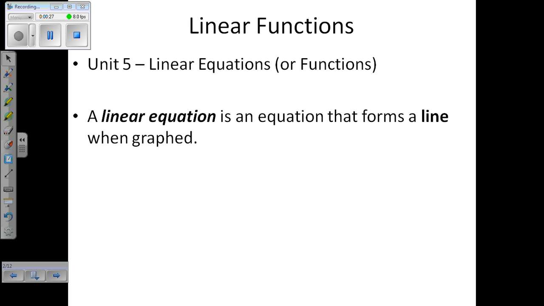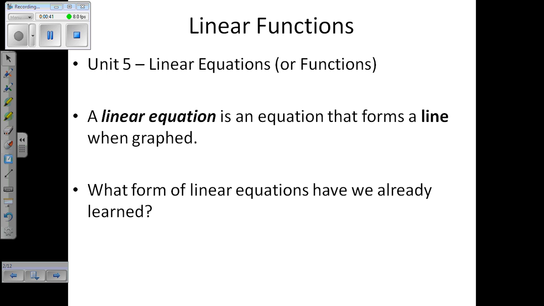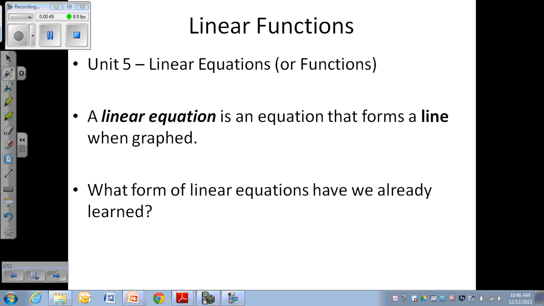So we've actually been talking about linear equations and linear functions over the course of the past 2 units. Anytime you have an equation that would make a line when you graph it, that's called a linear equation or a linear function. So there's one form of the equation of a linear function that we've already talked about, and that was slope-intercept form.